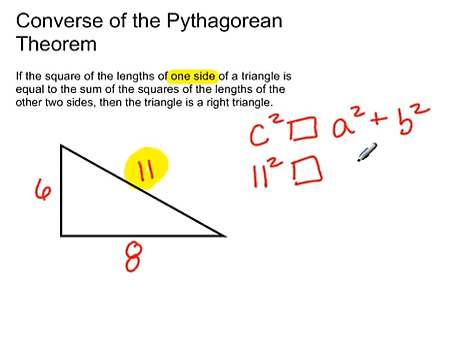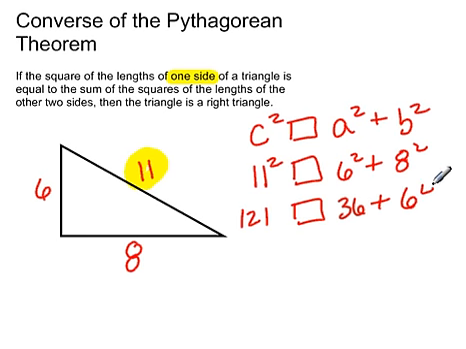I've just always used the box, so that's what I'm going to continue to do. So I'm going to plug in my values in the appropriate places, 11 being the longest one between 6, 8, and 11. And I'm going to try to determine if this does indeed form a right triangle. So multiplying out, we have 11 squared, that gives us 121. 6 squared is 36, and 8 squared is 64. Now we have to add. 36 and 64 is 100, and in this case our situation is not equal.